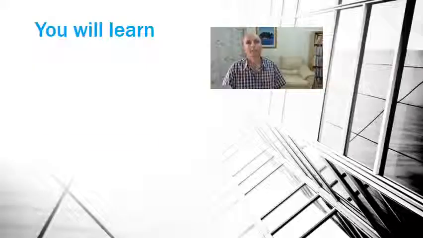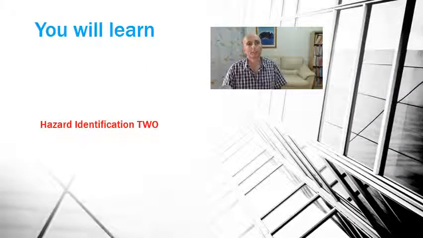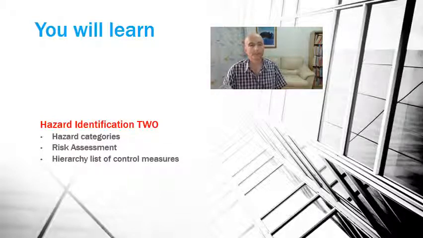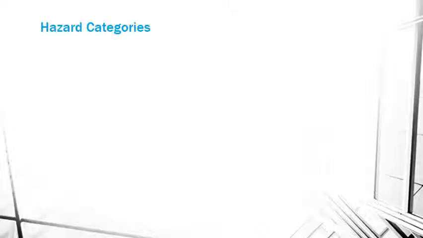Let's go. In this mix, we're actually going to learn about the different hazard categories that we use for risk assessment. We're actually going to look at risk assessment, and then I'm going to take you through the hierarchy list of control measures that most establishments use. In this mix today, we're very much looking at risk assessment. So once you've identified a hazard, you need to be able to put it into one of the categories before you can do the risk analysis. So we're going to have a look.